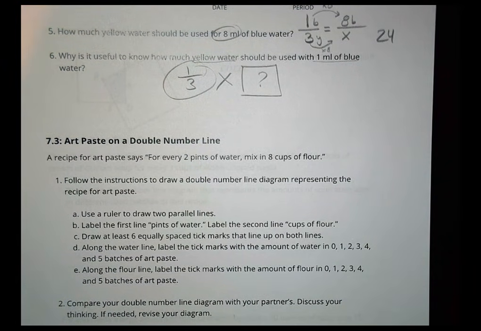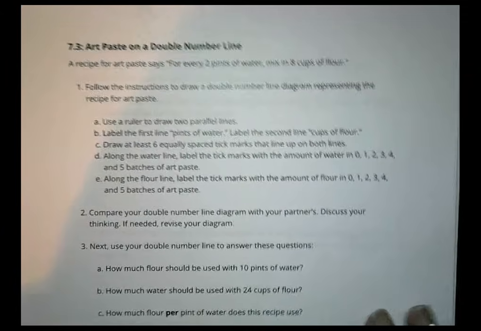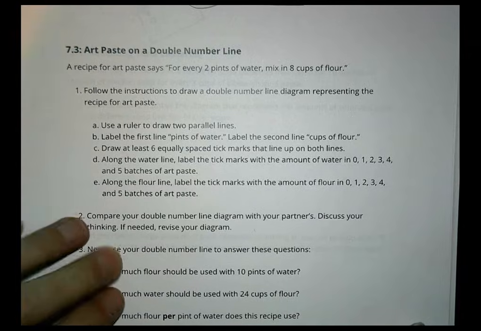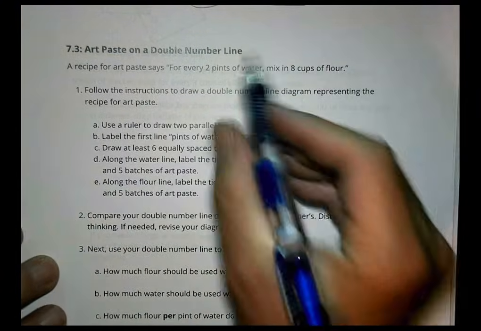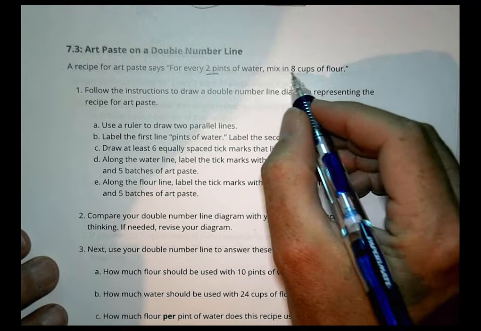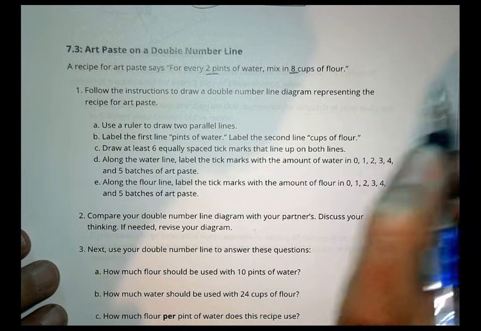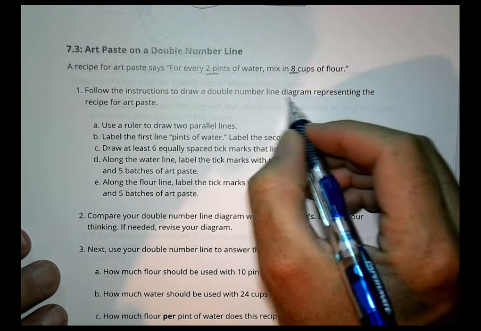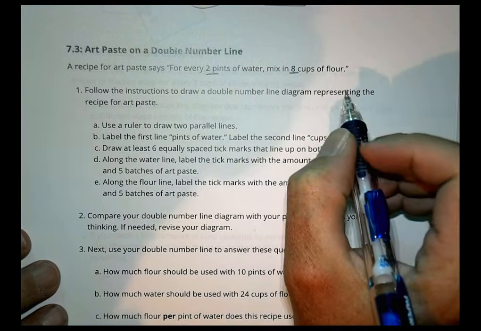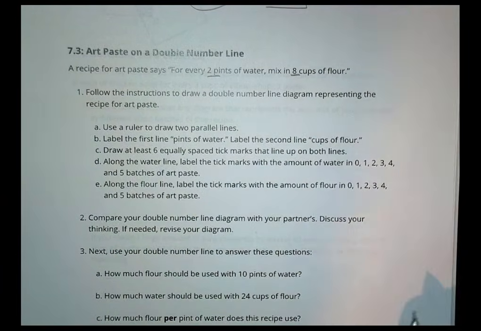Okay, let's look at 7.3. Art paste on a double number line. All right. A recipe for art paste says, for every 2 pints of water, mix in 8 cups of flour. Follow the instructions to draw a double number line diagram representing the recipe for art paste. It says first, use a ruler to draw 2 parallel lines.